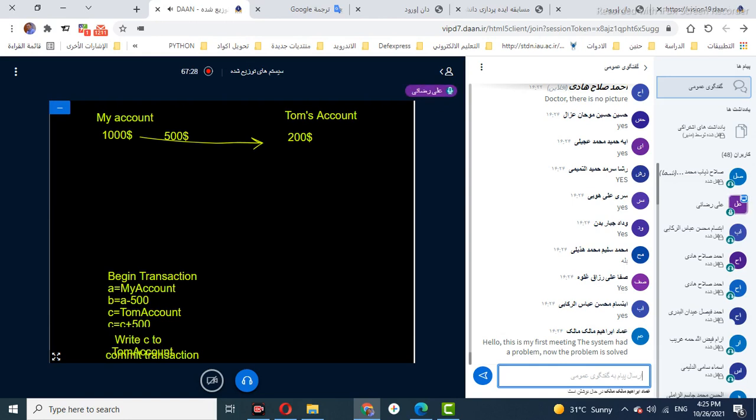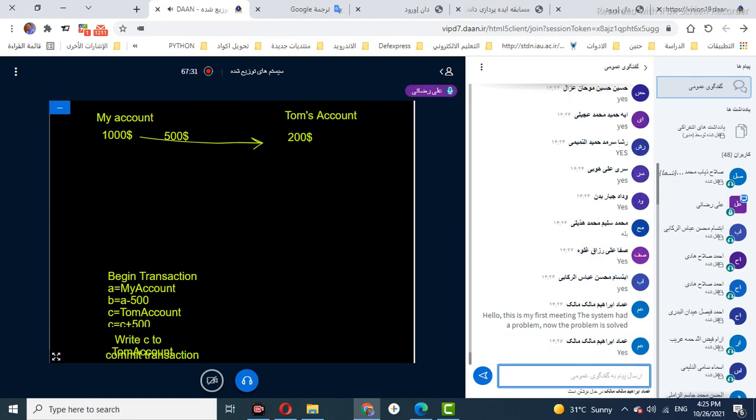So, dear guys, this is a transaction, and please focus on the slide. This is a transaction which can transfer $500 from my account to Tom's account. Okay. You know, atomicity means if for example the transaction fails in this step. Transaction fails in this step. Let me write it here. This step, for example.